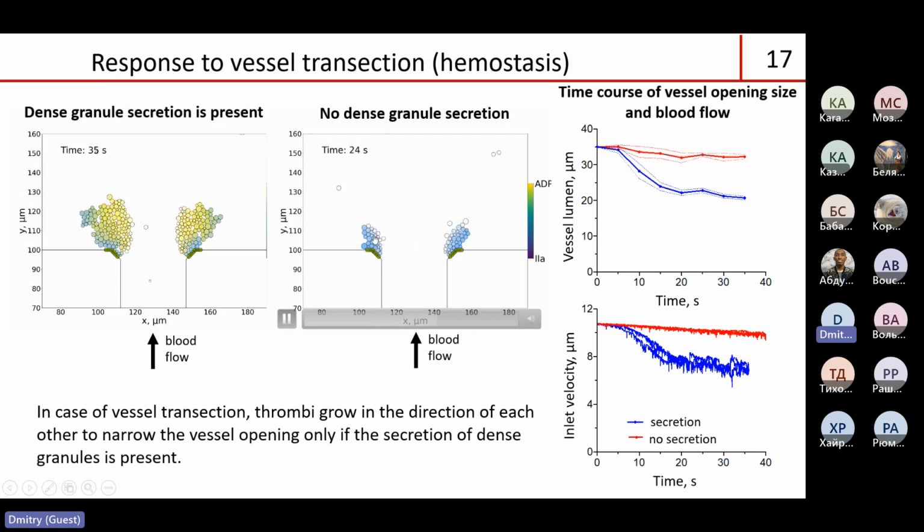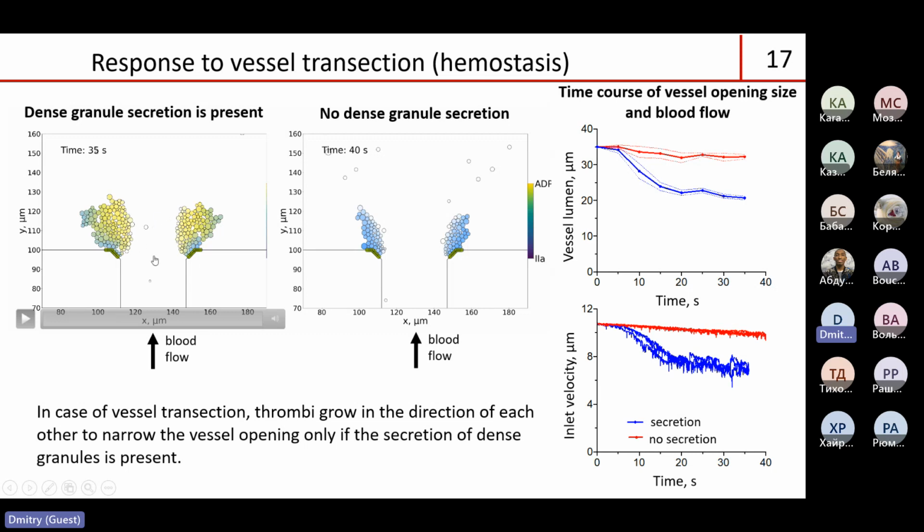Yes, so here, if we compare to the situation when there is no secretion of dense granules, when there is only activation of platelets with thrombin, we can see that just this platelet core forms, which is parallel to the flow, but these cells cannot grow closer to each other to eventually close this opening. So with this we concluded that it's the ADP-driven formation of these outer layers.